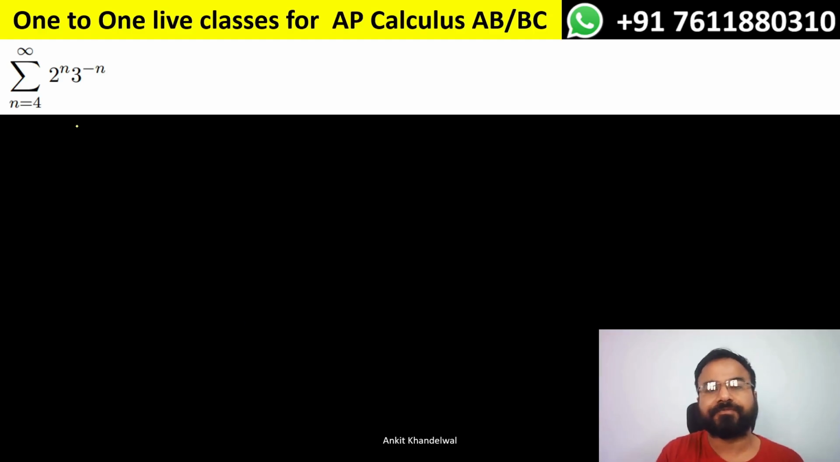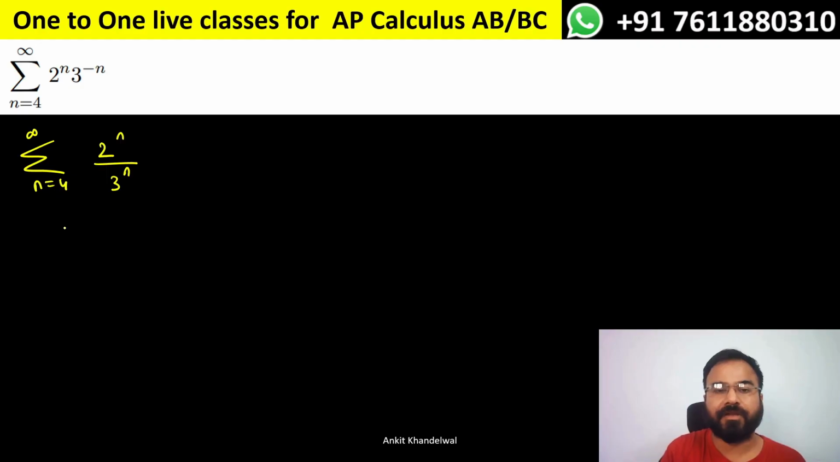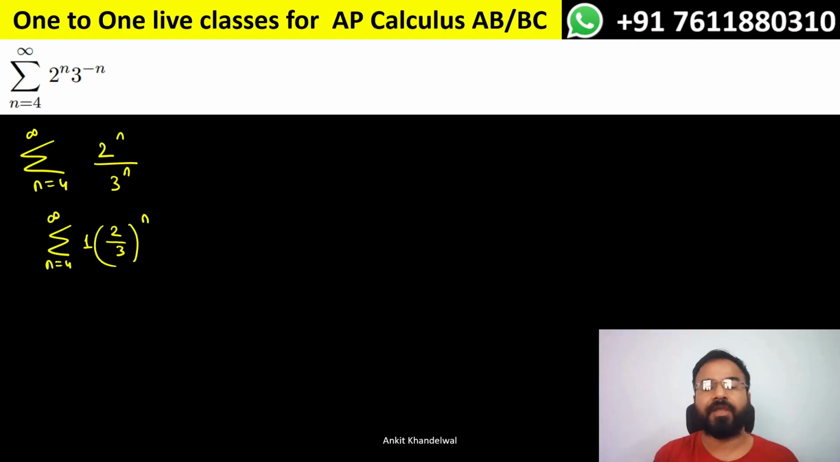Similarly, let's take another one. Here it is 2 power n times 3 power minus n, and n starts from 4 to infinity. So we have to convert it into a suitable form. 3 power minus n, using the law of exponents, can be written as 1 upon 3 power n. Now we can say it is 2 by 3 whole power n, and n goes from 4 to infinity. What is the first term over here? The number on the sum sign is not always the first term. The first term you get by putting n as 4, so 2 upon 3 power 4 is the first term.